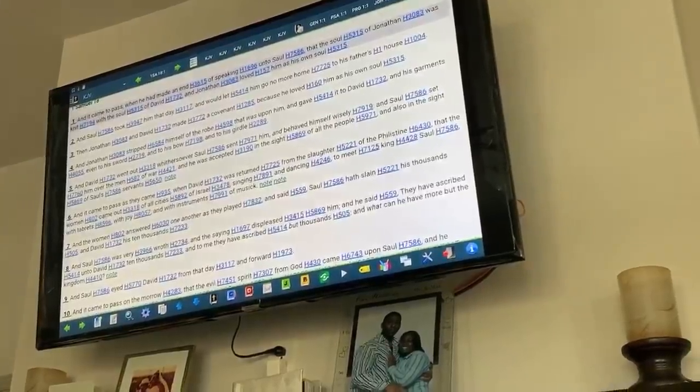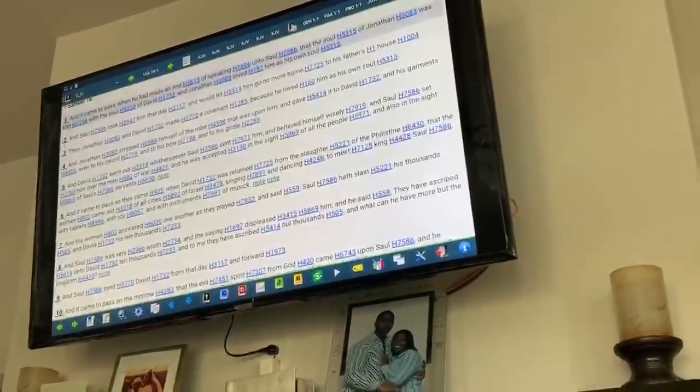David dealt wisely. Off the bat, most people think wise, they think wisdom, like chokmah, right? In this sense, it's not the word wisdom like that. It's the word for with discretion. He had to be very, very careful about how he did everything because of the position he was in.